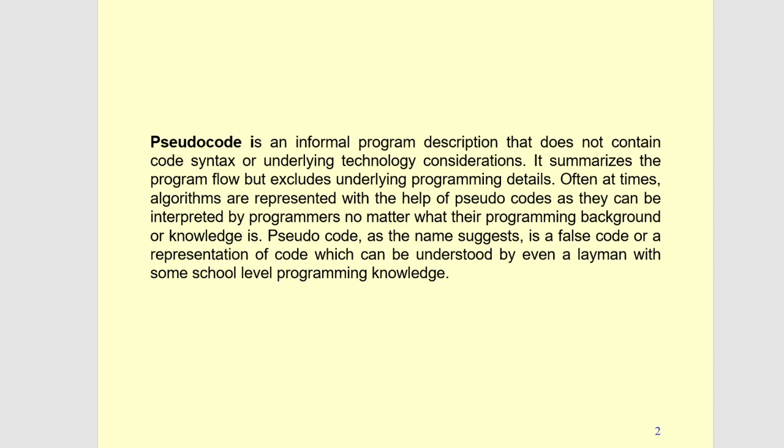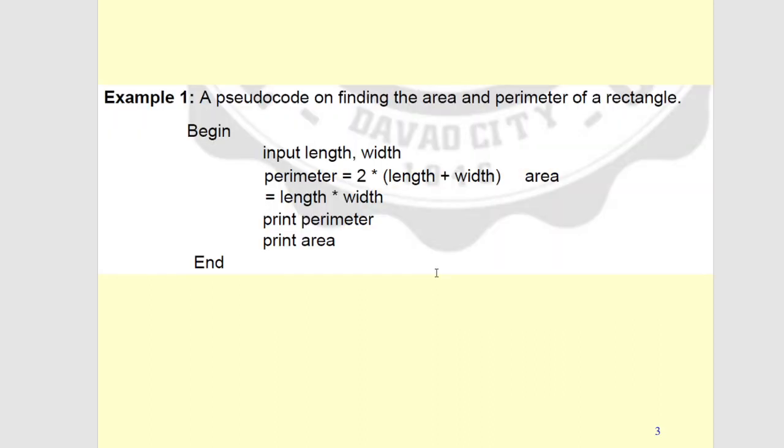So it just means, for example, there is a program, or you're going to create a program, rather, you're going to think of the algorithm. Now what is an algorithm? An algorithm is the whole process on how you're going to do the program. Okay, so what does that mean? For example, this is a pseudocode on finding the area and perimeter of a rectangle. So in pseudocode, you're going to think of the algorithm.